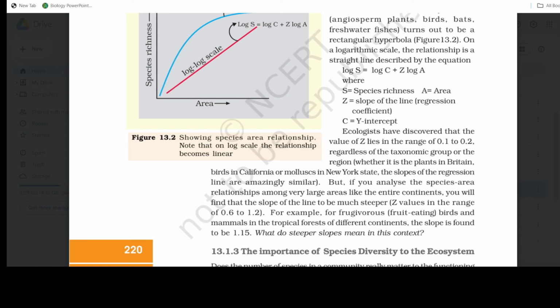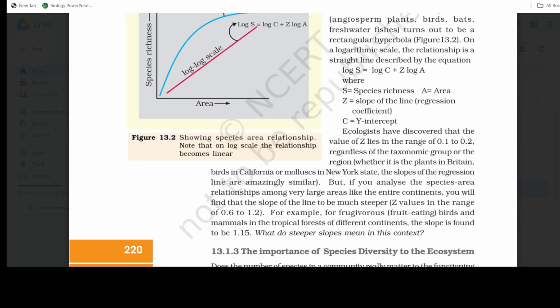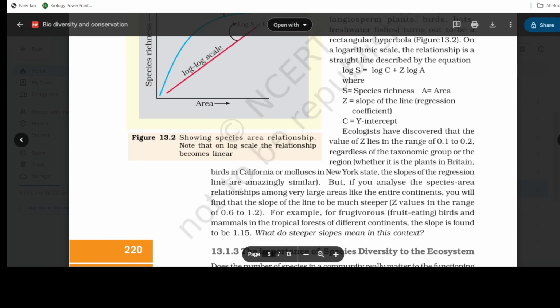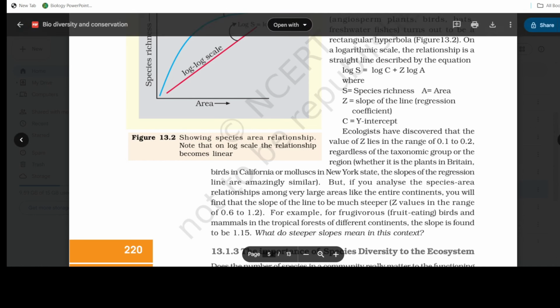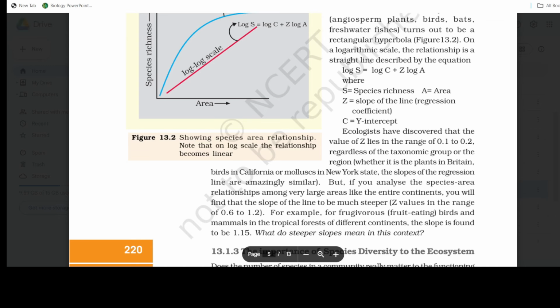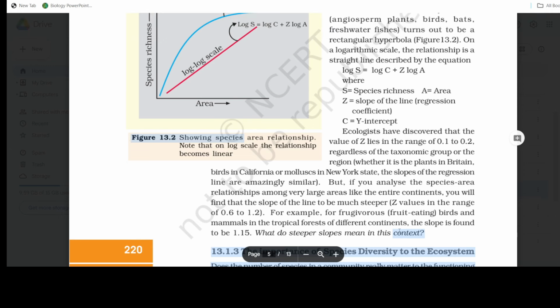Now, if you analyze the species area relationship in very large areas, like a whole continent, you will find that the slope of this line z will be steeper, and the range will be like 0.6 to 1.2. The example they have mentioned here is fruit-eating birds and mammals in the tropical forests of different continents, where the slope is found to be 1.15. They have asked a question here, what do steeper slopes mean in this context?